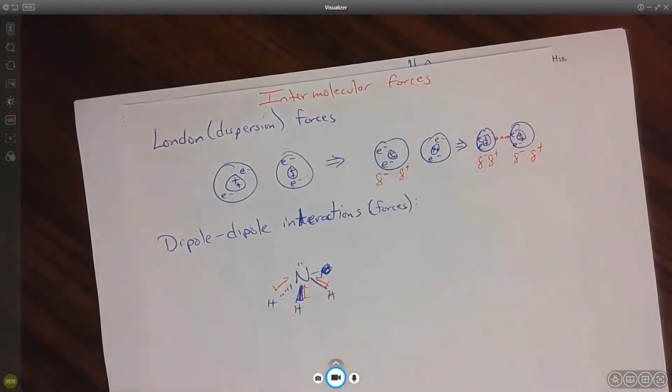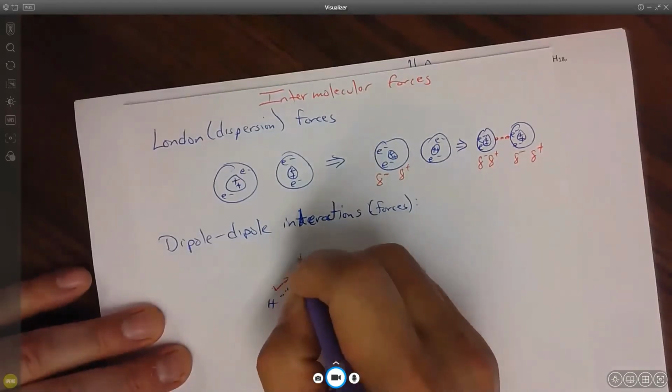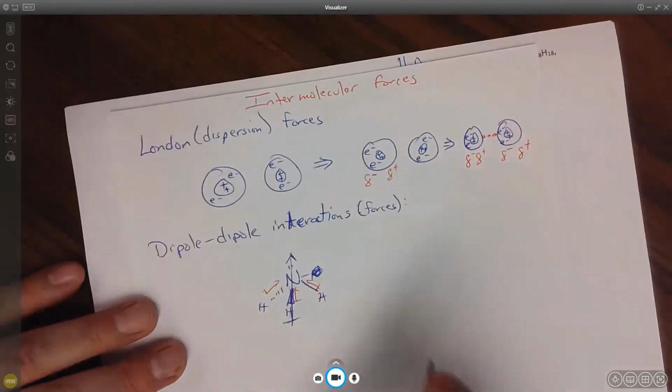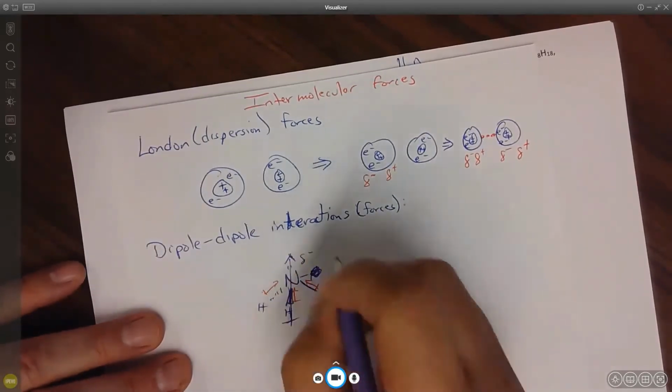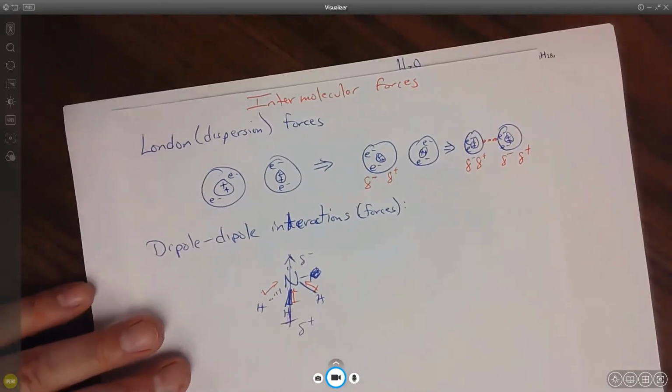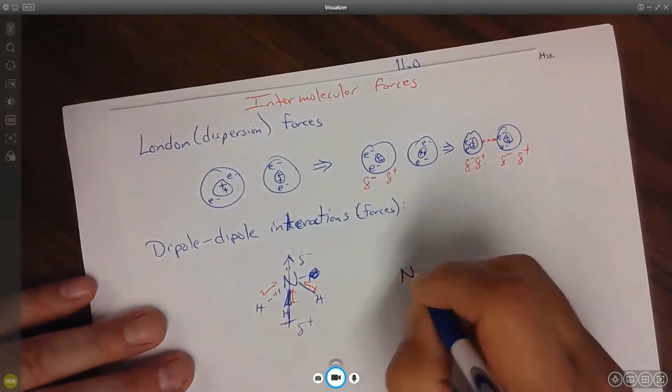So we've lost symmetry because of that lone pair. And basically what that means is that we have a net dipole moment going up through this molecule, okay? So this side again now is slightly negative and this side is slightly positive. So if I redraw that, let me redraw that like this.